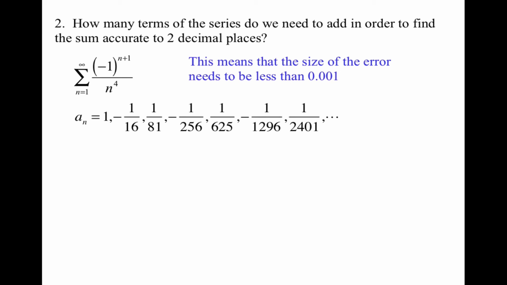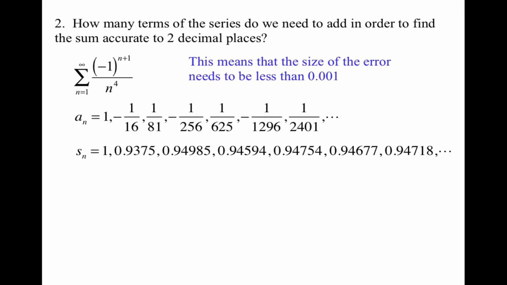So if I list out so many terms of a sub n, and in this case I listed out 7, then I go ahead and list out the partial sums of the first 7, I get the following. And if I look at the partial sums, you'll see after the third one, the first two decimal places are not changing. So I got 0.94 something, 0.94 something, 0.94 something, and so on. So how do I know which term I can stop at to figure out the sum accurate to two decimal places?